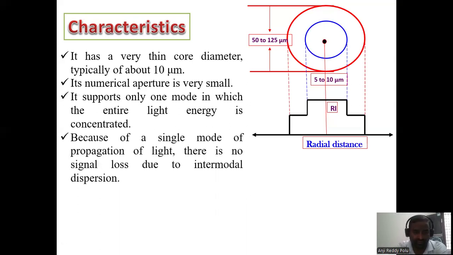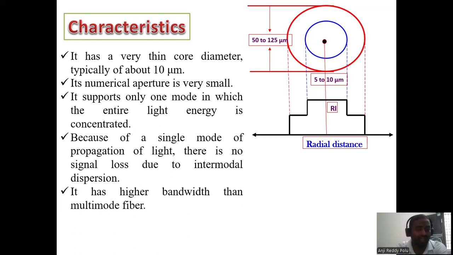Okay, right. Next, because of a single mode of propagation of light, there is no signal loss due to intermodal dispersion, because there is no chance of light rays colliding. What is the meaning of intermodal dispersion? It is optical power loss due to collision of light rays. But here we are sending only one light ray. There is no chance of loss due to intermodal dispersion.